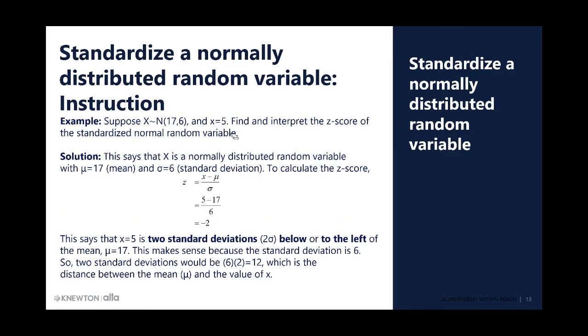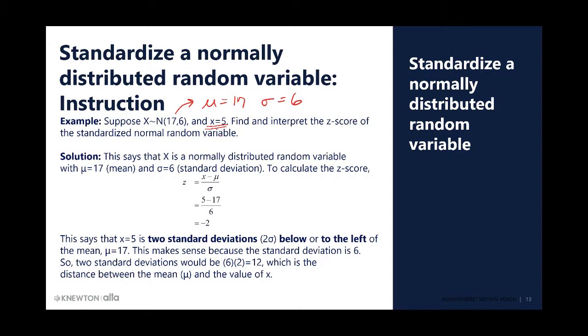Next, we're going to talk about how we find a z-score, which is what this next example is about. Suppose that the random variable x is modeled by a normal distribution where the mean is 17 and the standard deviation is 6. They're saying let x equal 5, so in our z-score formula, that's our data value. They want us to find and interpret the z-score of the standardized normal random variable. So what they mean is find the z-score for x equals 5, where the mean is 17 and the standard deviation is 6.